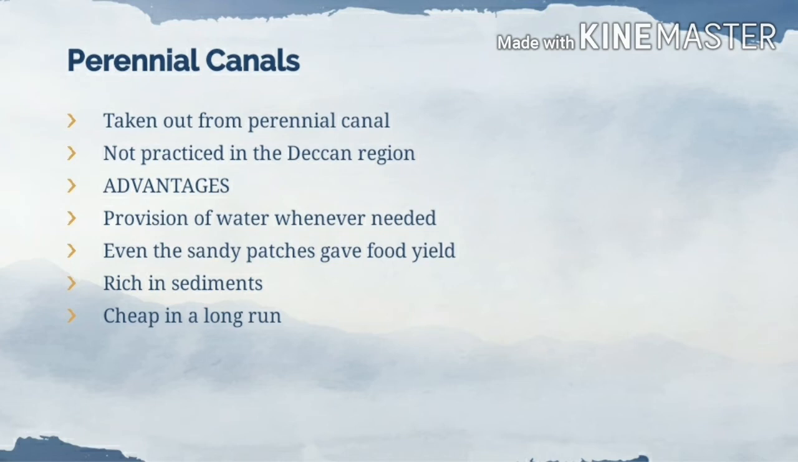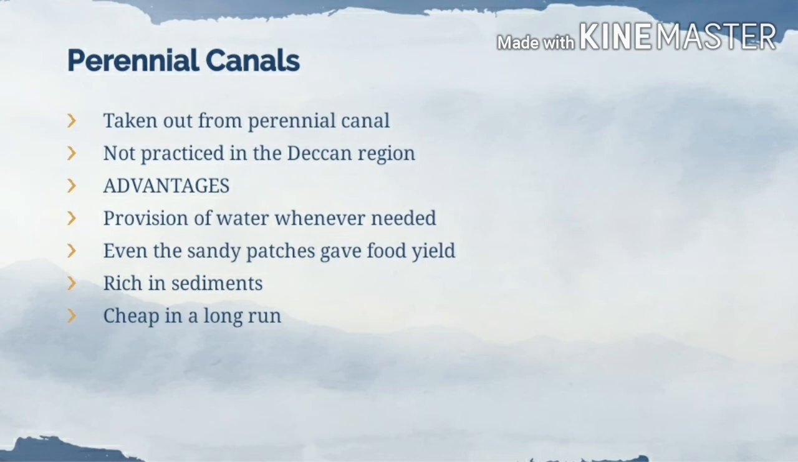There are various advantages of the perennial canal. The first advantage is provision of water whenever needed. Whenever and wherever it is needed, the provision of the water is there. And even in rainfall deficit areas, the perennial canal compensates the scarcity of water. Second one is sandy patches give good yield. That means in arid areas like Rajasthan, there are certain areas which are considered barren land because no water is there. But after perennial irrigation is done, there is a good yield of agricultural harvest.